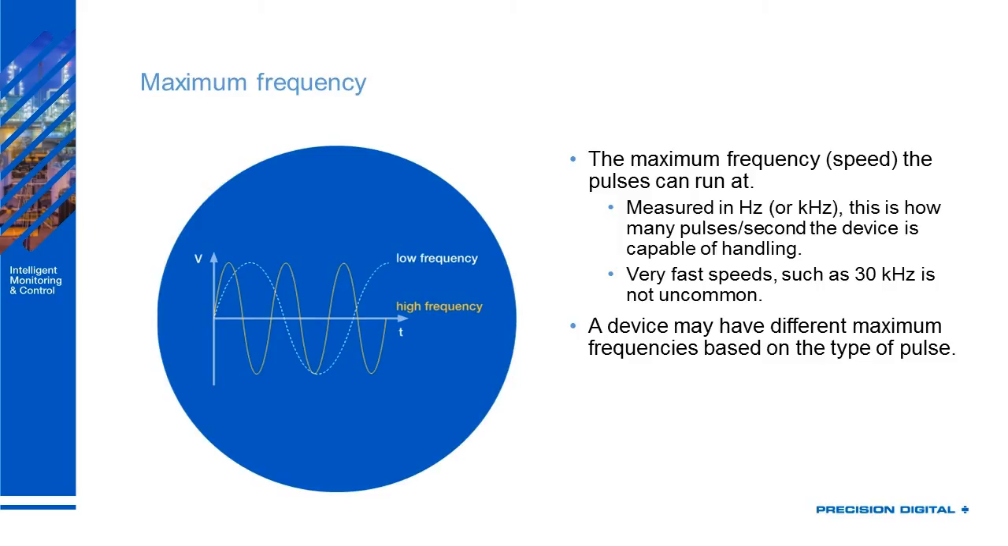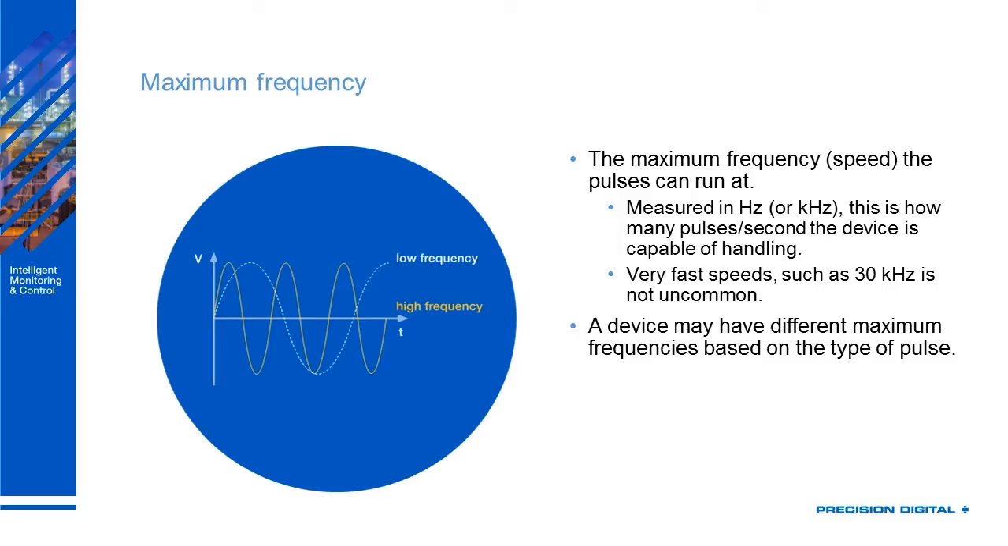So your maximum frequency on a device is the maximum number of pulses per second that your device is going to be capable of handling. On a pulse generator like a flow meter, it's going to be the maximum pulse output frequency. On a register or a totalizer, it's going to be the maximum input pulse frequency. And these are generally going to be at very fast speeds. You're going to see numbers like 10, 30, 60 kilohertz. Those are not uncommon values to see.